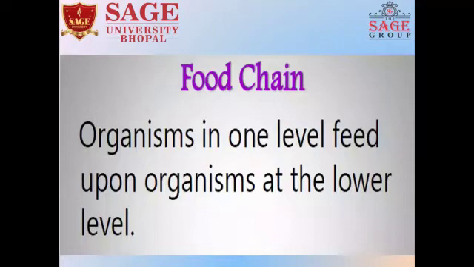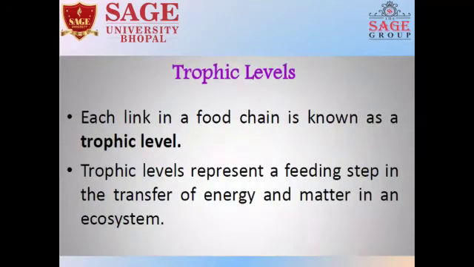Organisms in one level feed upon organisms at the lower level. This is called food chain. What is trophic level? Each link in a food chain is known as trophic level. Trophic levels represent a feeding step in the transfer of energy and matter in an ecosystem.